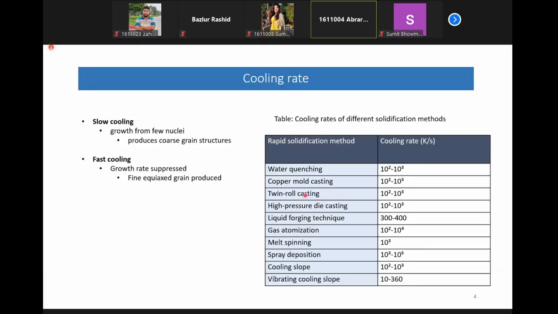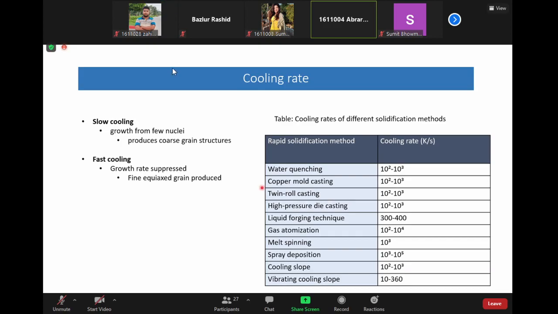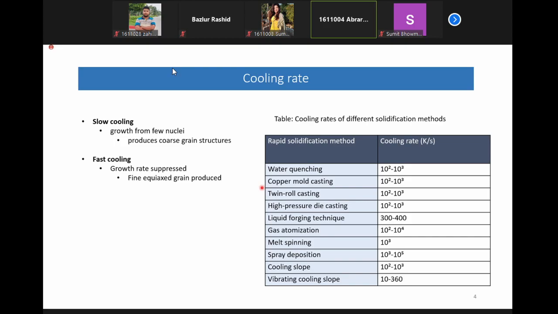So the first thing is cooling rate. We generally want a fast cooling rate because it will suppress columnar growth and reduce the critical radius of nucleation, which means there will be more places where nucleation will occur. So you will have equiaxed grain structures, compared to a slow cooling rate, where with a higher critical radius of stable nuclei, there will be fewer nucleation zones. Therefore, you will have larger grain structures.